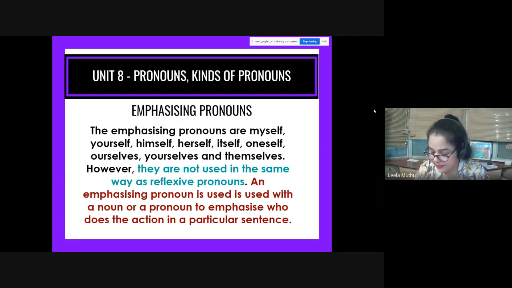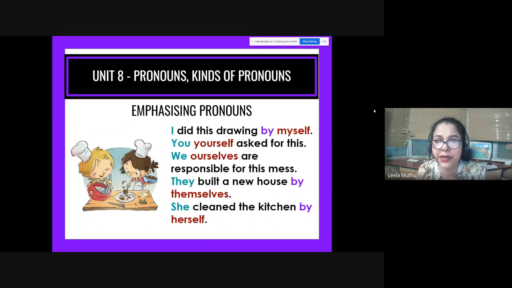So here it is not like you are using the reflexive pronoun as the object in the sentence as well as the subject. The subject is not doing something to themselves. All right, now let's see the example. They are showing you in the sentence who has done the action, so there is no doubt as to who has done the action. When the action is done to themselves, it's a reflexive pronoun, but an emphasizing pronoun tells you exactly who has done the action. I did this drawing by myself, or I can say, I did the drawing myself.